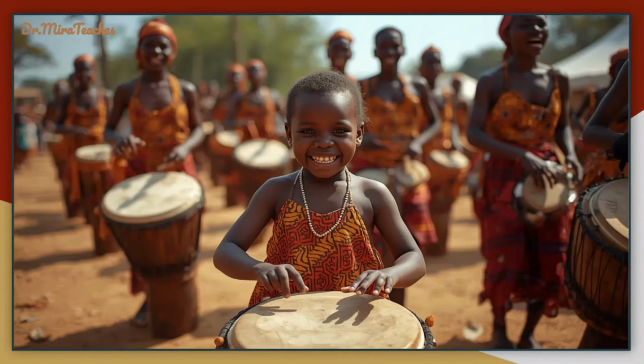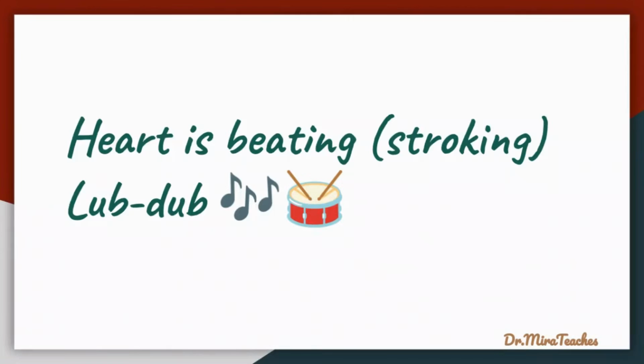Look at this beautiful little girl. She's hitting, she's striking, she's stroking the drum. She's making beats by stroking the drum. And we also know that the heart also beats. It makes a very nice sound, lap dap, lap dap, lap dap. So instead of saying the heart is beating, we can actually say the heart is stroking. It is giving us the nice sound that we hear, lap dap, lap dap, lap dap.